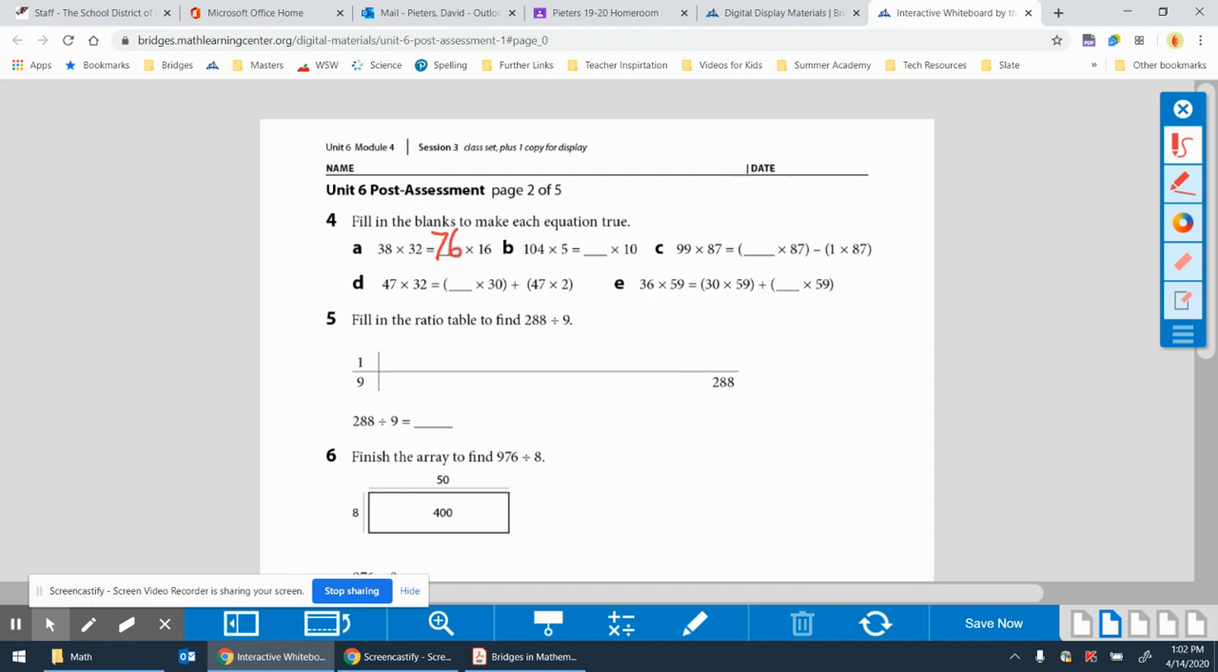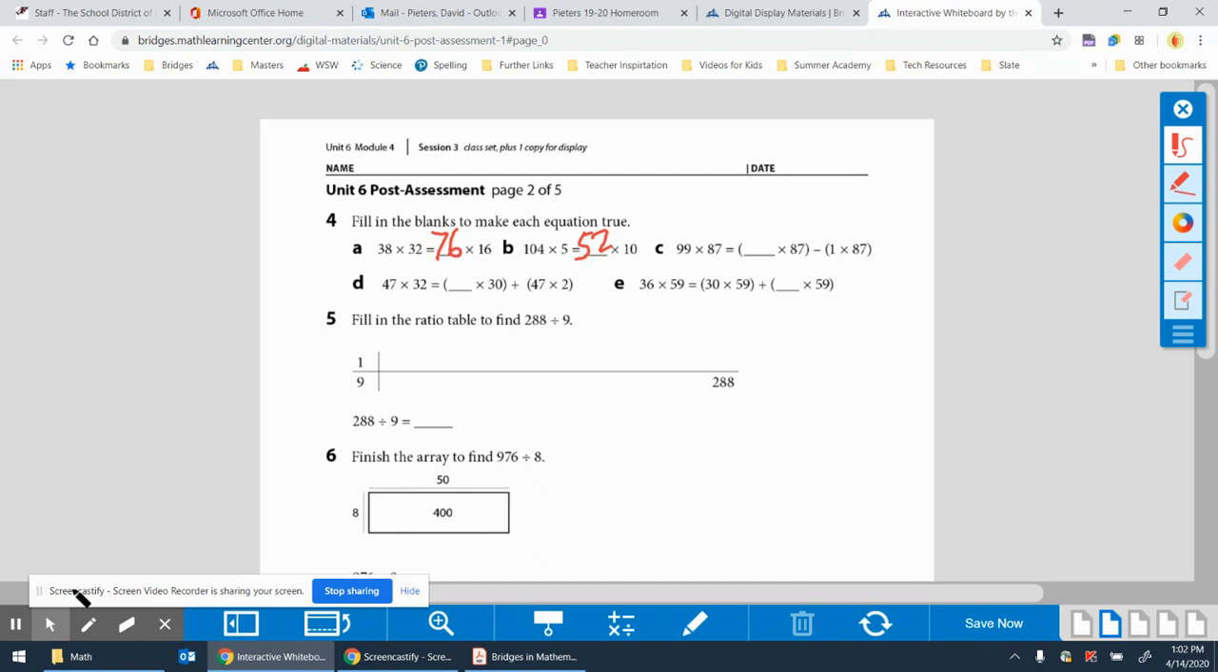Then on our next problem over here, for B, we have 104 times 5 equals blank times 10. So once again, the connection is the 5 and the 10. 5 doubled is 10. So this time we have to cut the 104 in half. So half of 100 is 50. Half of 4 is 2. So that is 52.